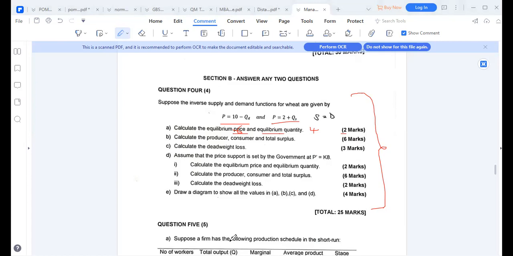So if that is clear, I will proceed to calculating the consumer surplus and the producer surplus. So can I proceed? So now to calculate the producer surplus and consumer surplus, you first need to sketch. So now we go to sketching.